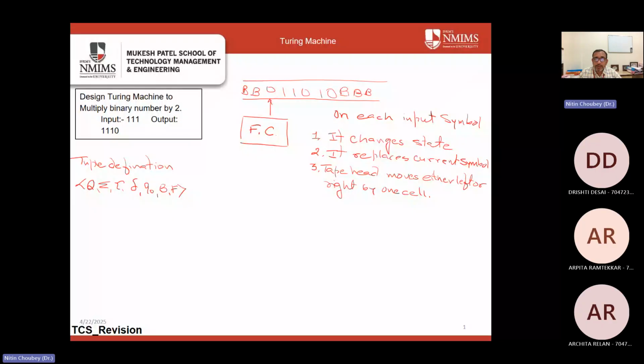And at the end of the input string, if the current state on which the automaton is, is one of the final states, we declare the given input as accepted. So how does a Turing machine differ?